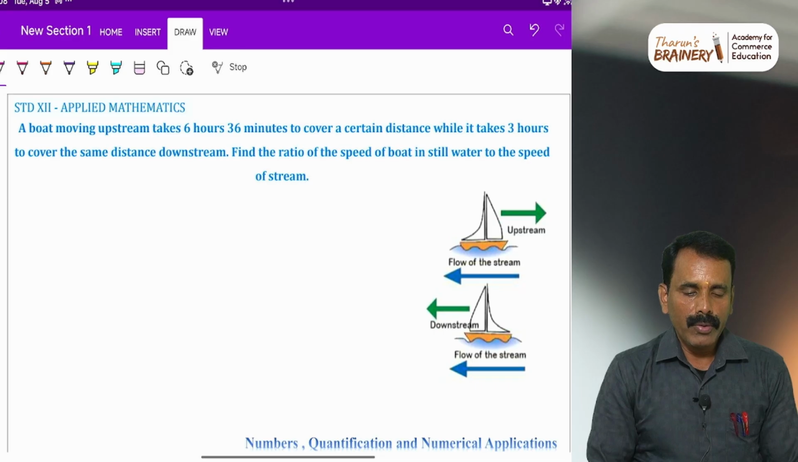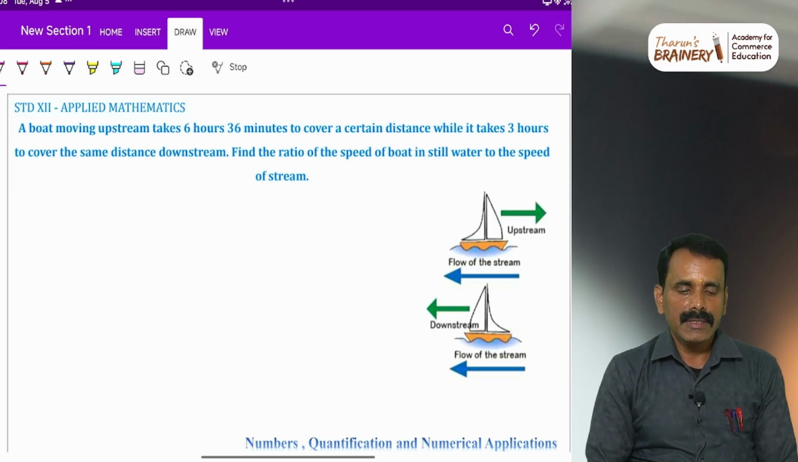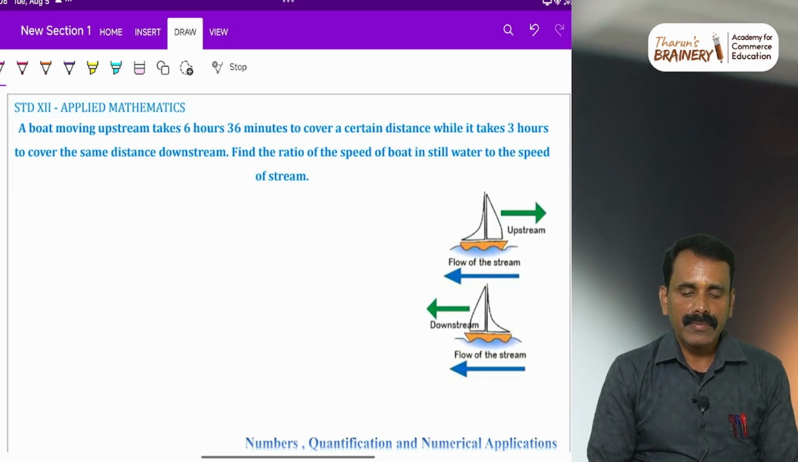A boat moving upstream takes 6 hours 36 minutes to cover a certain distance, while it takes 3 hours to cover the same distance downstream. So for the upstream travel it takes 6 hours 36 minutes. For downstream it takes only 3 hours.